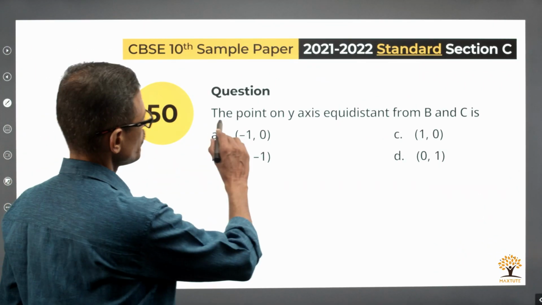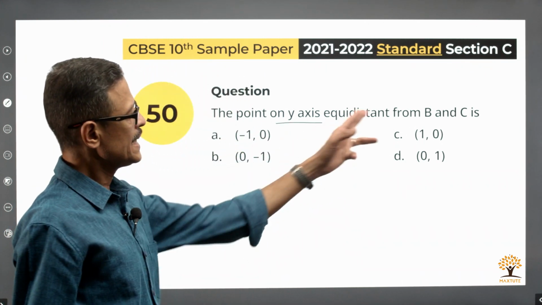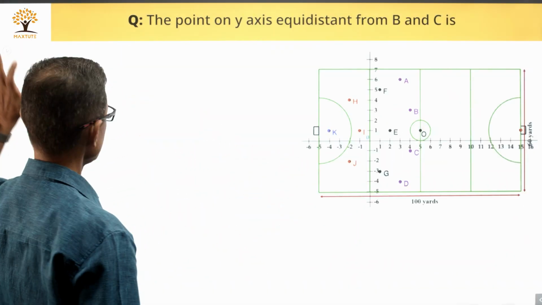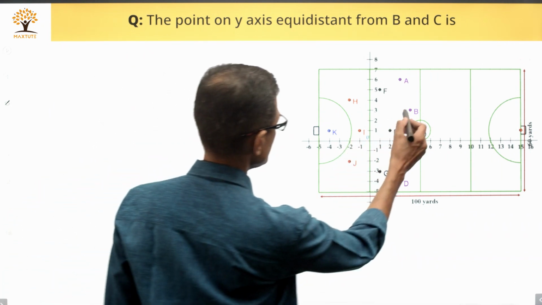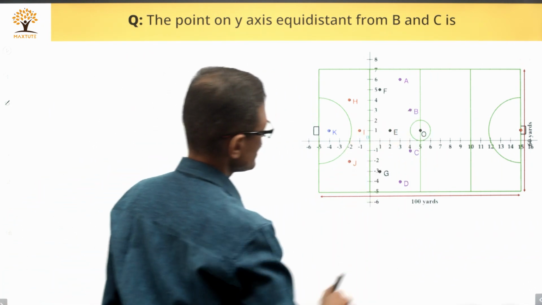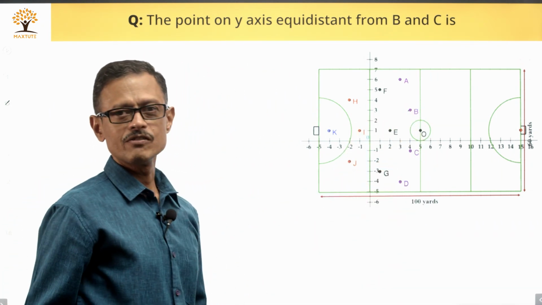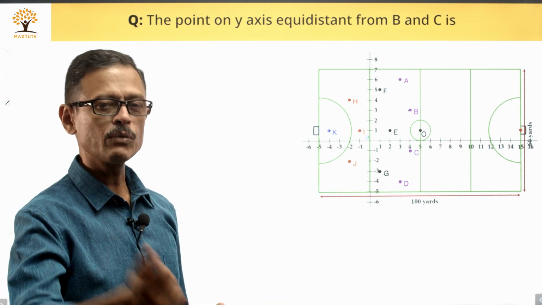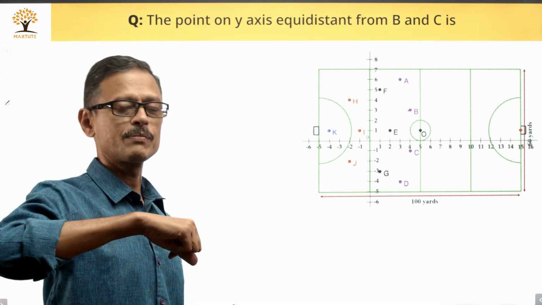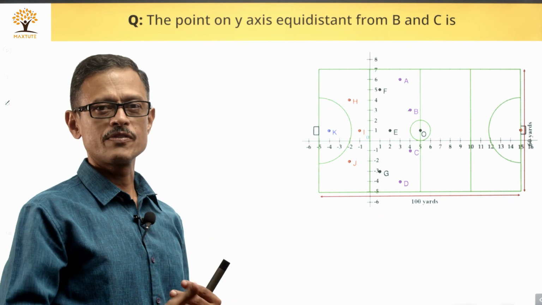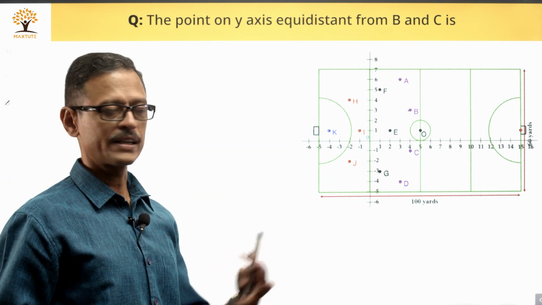case study, the point on the y axis equidistant from B and C. Okay, we will again look at it. Where is B? B is here, and where is C? Look at this. This line is obviously going to be a line which is parallel to the y axis. We will do quickly what we can do, and then we will also subsequently use the textbook approach. If it is a 2 or 3 mark question, what should we do? We will do it later on, right?